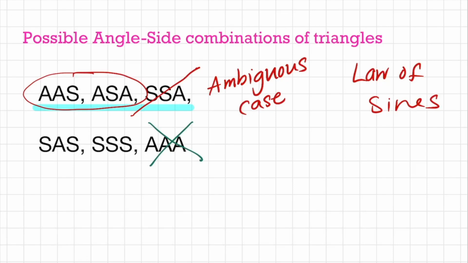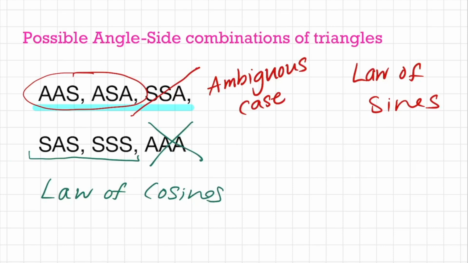Then the question is, can we use the law of sines to solve the side, angle, side or side, side, side cases? And the answer would be no, because in either case, no angle opposite a known side is given. Then that's when we use the law of cosines to solve the triangles.